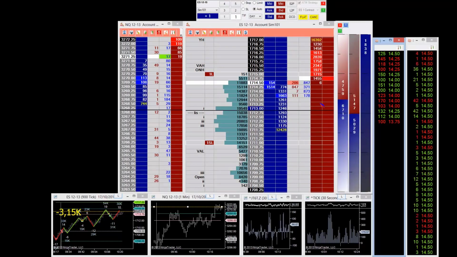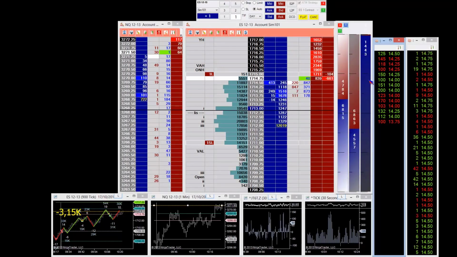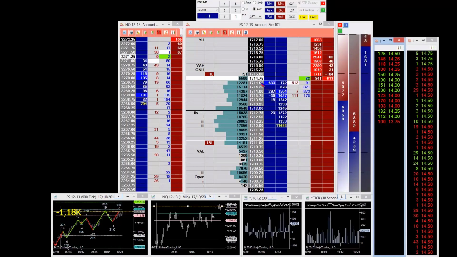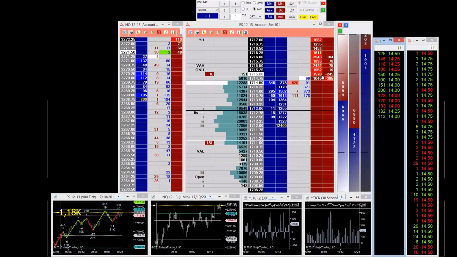Okay, so we still got it working our way up. Okay, we didn't get panicked out yet. Again, terrible place for a target. The reason 1715 is a terrible place for a target, I need 1,500 contracts to trade at 1715 to get a fill on that order.